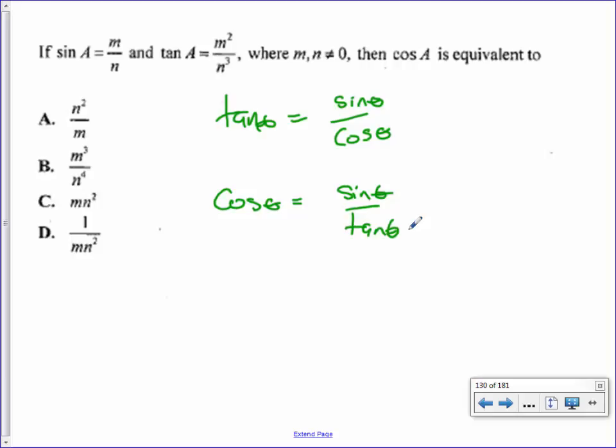Is everybody okay with this step right here using that identity there? Yeah. Because now we know what sine is equal to. Right up here it tells you that sine is equal to m over n. And tan is equal to m squared over n cubed.